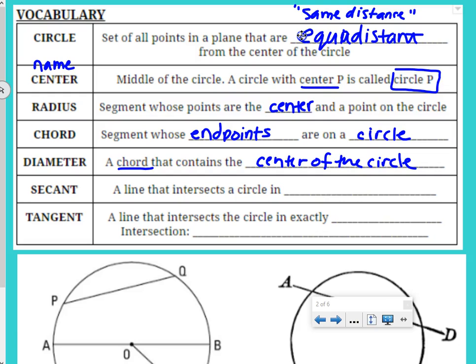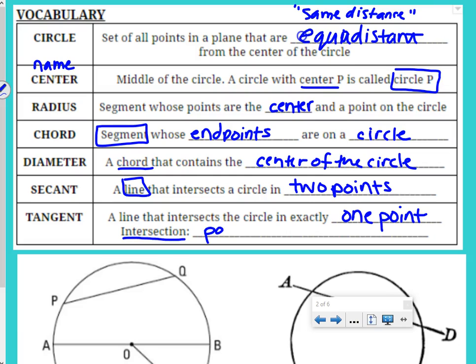A secant is a line that intersects a circle in 2 points. So it's different from a chord, because a chord is a segment. A secant is a line. A tangent is a line that intersects the circle in exactly 1 point. That point where it intersects the circle is called the point of tangency.